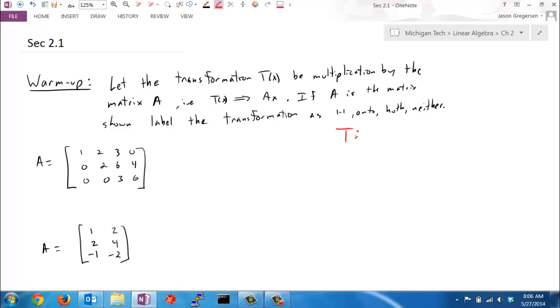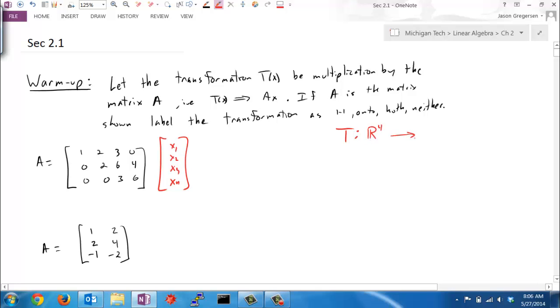vector v. How big does this thing have to be right here to actually be able to do this multiplication? 4, absolutely. This has to be x1, x2, x3, and x4, because they have to line up with each one of those columns. So where does x live as a vector? It lives in R4. So this is a mapping from R4 to somewhere else.